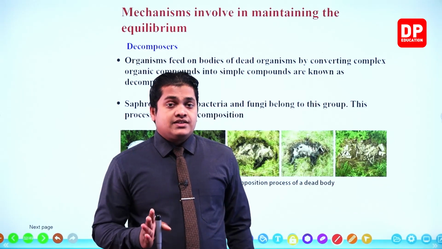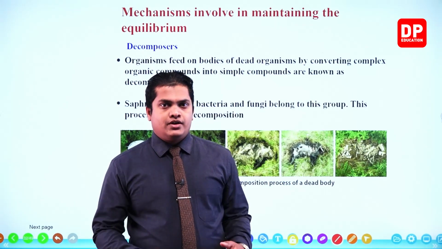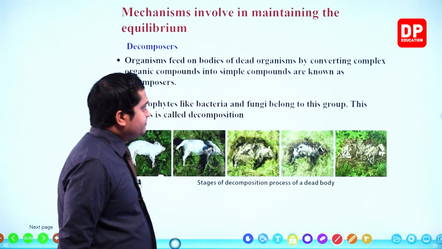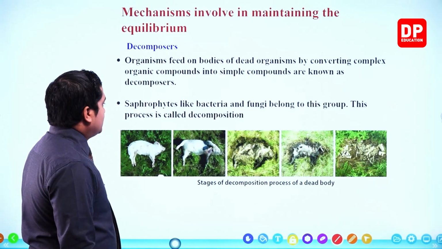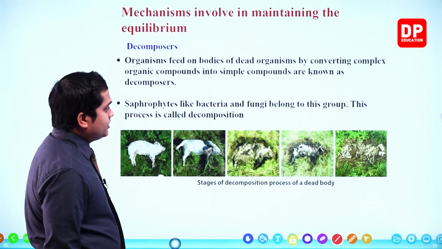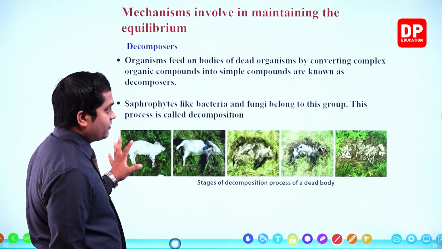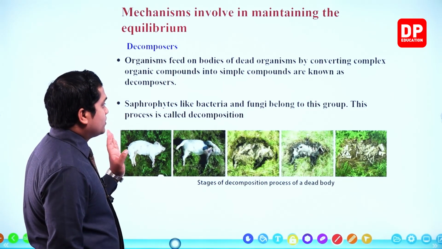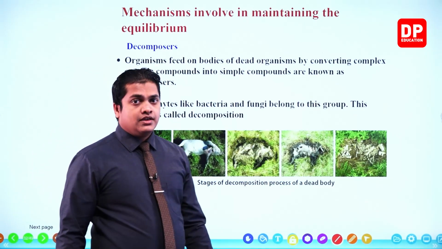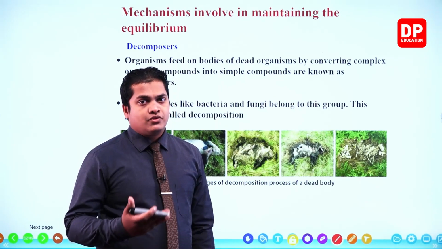So that is a specialty that can be observed in decomposers. They are going to convert complex molecules into simpler substances. Saprophytes like bacteria and fungi belong to this group. These organisms are also called saprophytes, saprophytic organisms. Like I said, saprophytes like bacteria and fungi are good examples of decomposers.